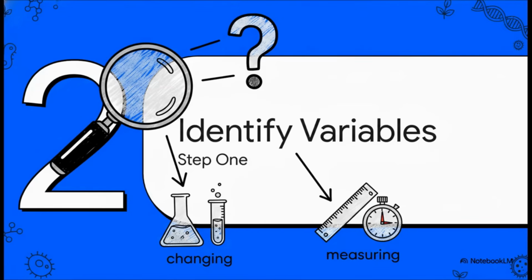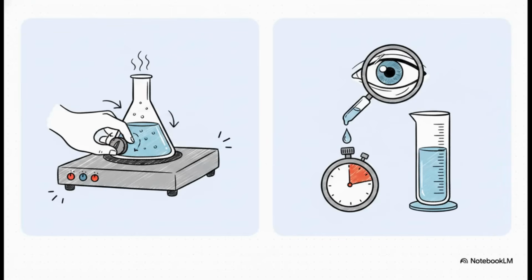Moving right along to Section 2, which is Step 1, identify variables. Reading the question prompt carefully is absolutely critical here to extract exactly what the examiners want you to test. There are 2 core variables that are worth your first 2 marks. First up is the independent variable. This is what you change.